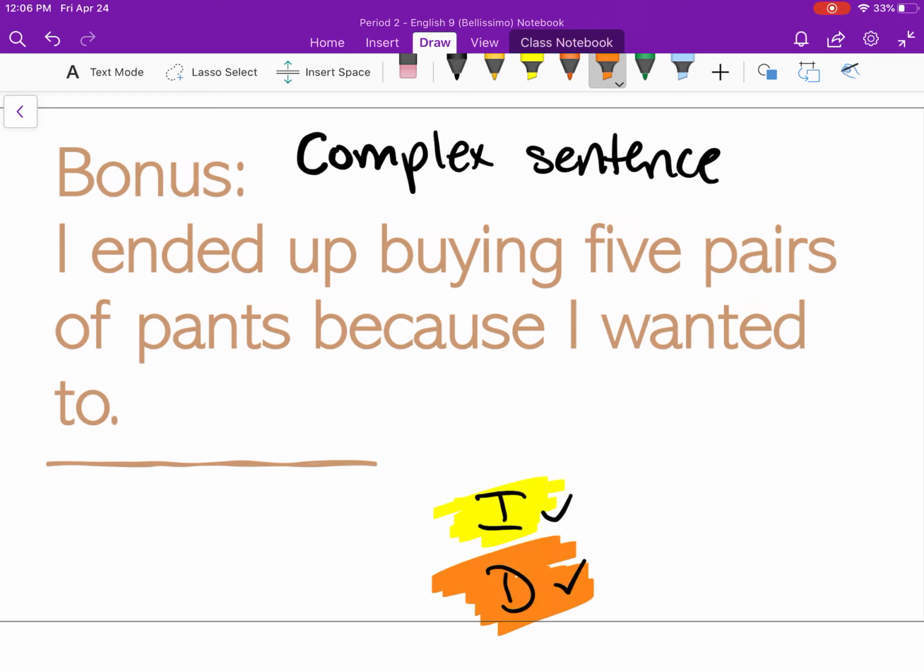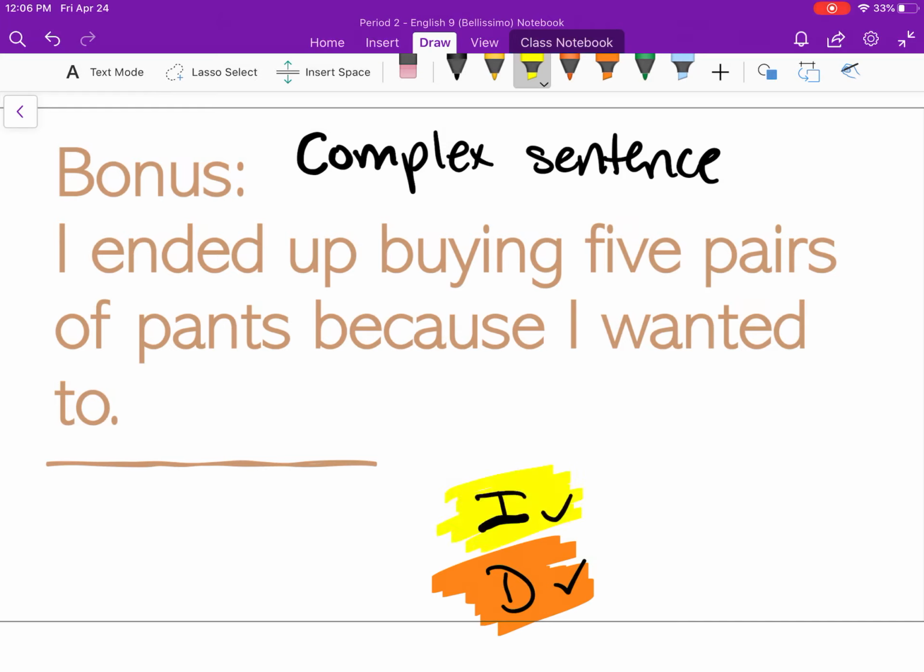I want you to go into the sentence and see if you can find which one is the independent and which one is the dependent. Now you can write them down. You can just hold them in your mind. Which one is the independent clause in the sentence?